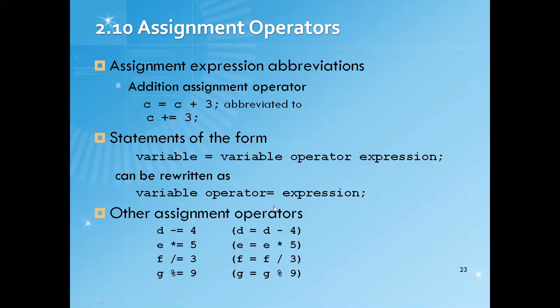Okay. Another thing is d minus equals 4, which is equal to d minus 4. This is e multiply equals 5, after that you assign to e. F divide equals 3. It is exactly the same, a condition and an assignment. You need to get familiar with that.